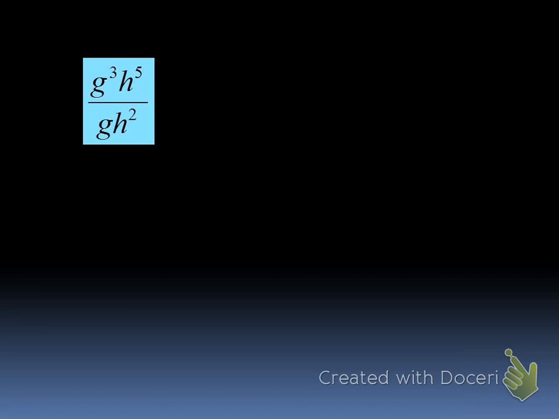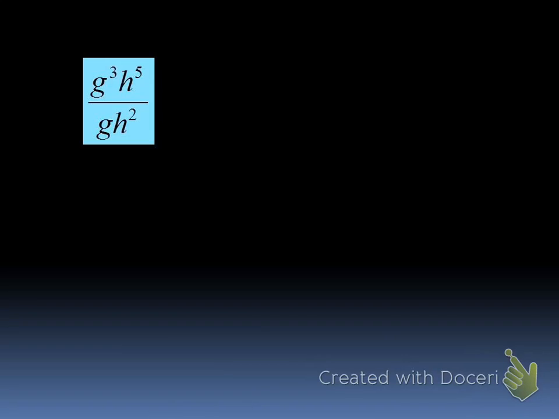So now, remember, there's going to be more bases. Like I said, it's going to be more than just one base, but you just apply that rule for each individual base. So we have g cubed h to the 5th over g h squared.